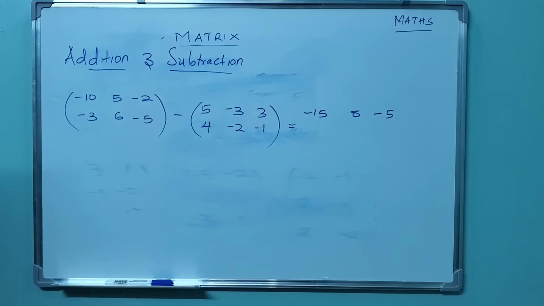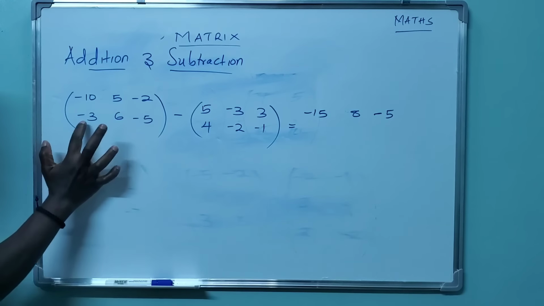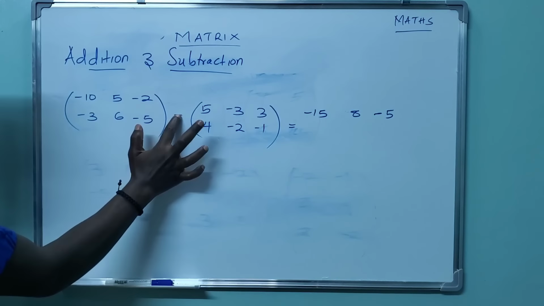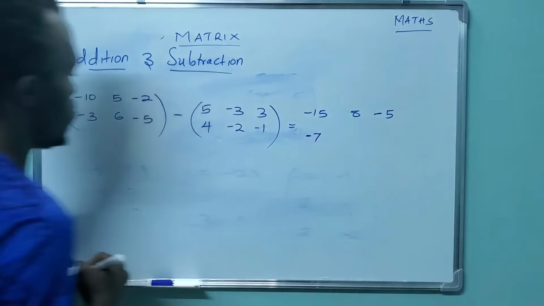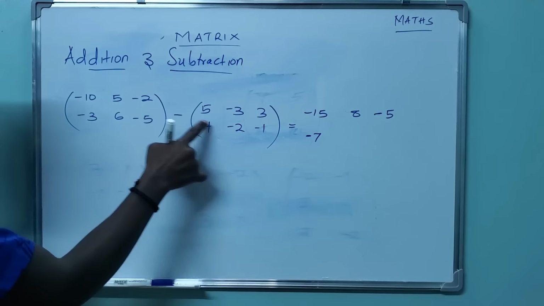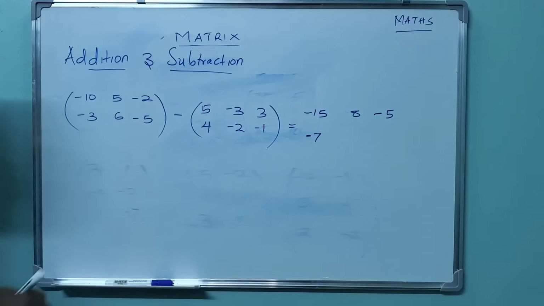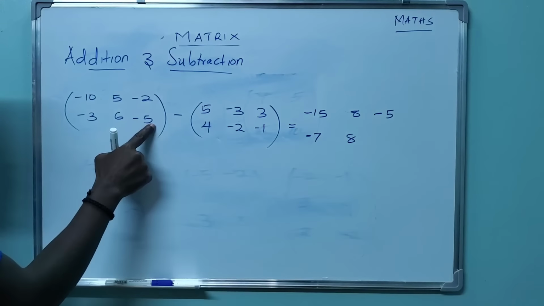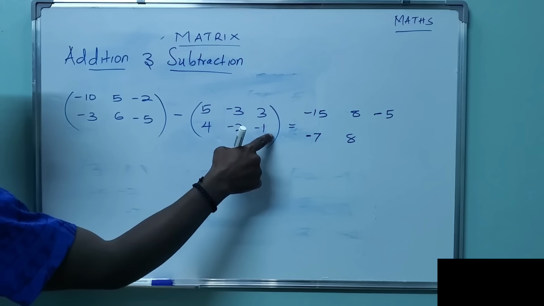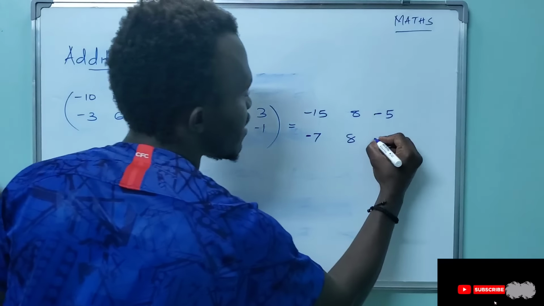That is good. Then on the lower row, we are going to have here negative 3 minus 4. I'm going to have there negative 7. Then 6 minus negative 2, that one is going to be 8. And then negative 5 minus negative 1, that is going to be negative 4.